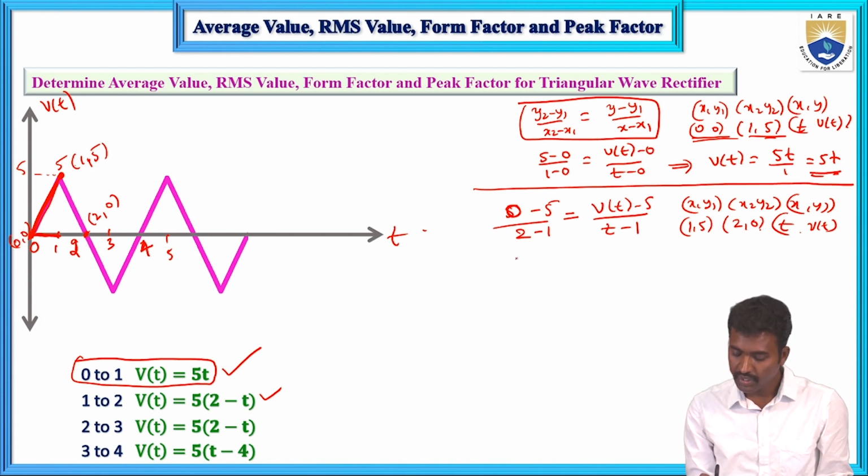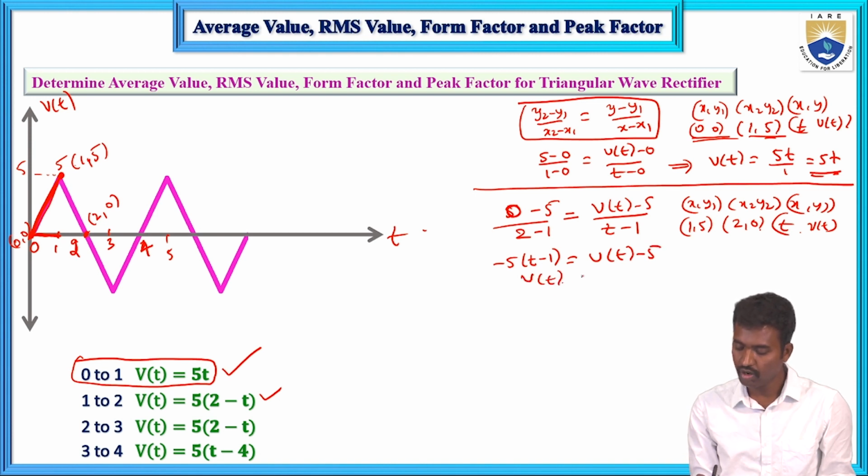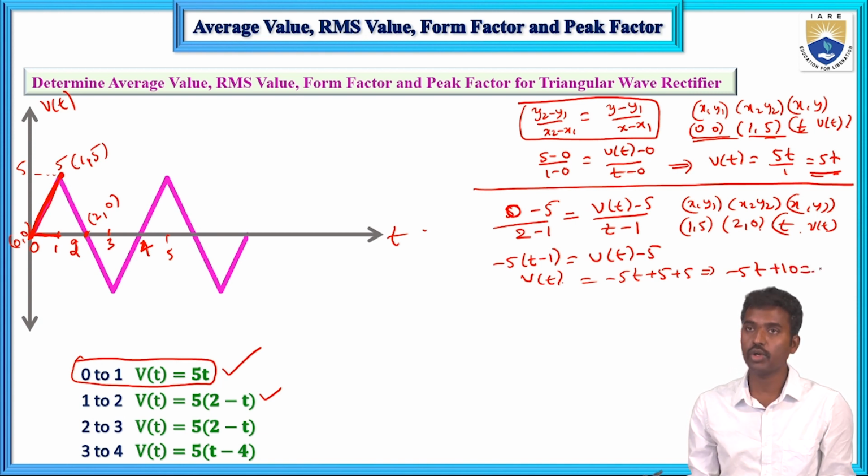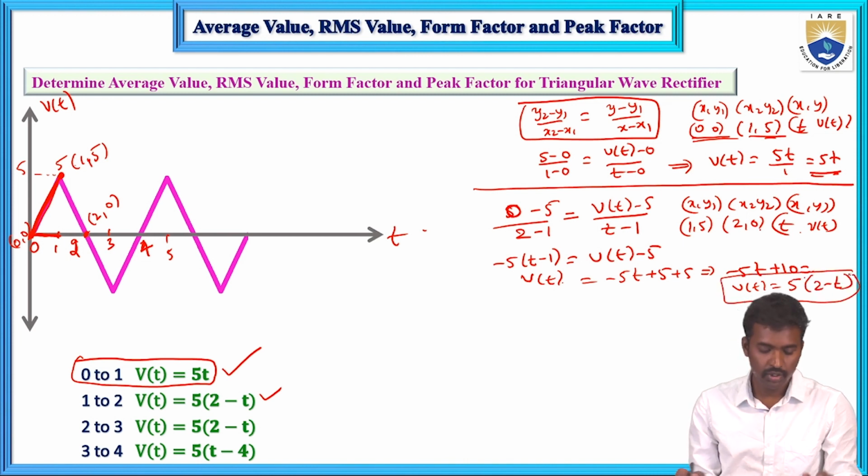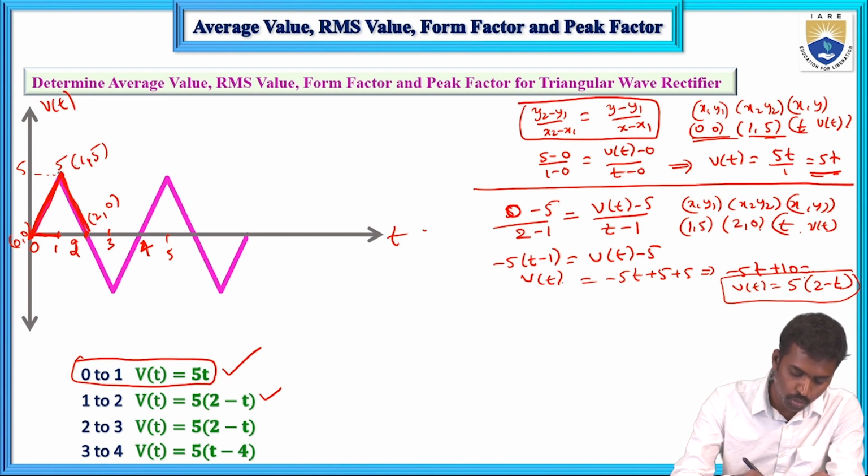Now here, minus 5 into t minus 1. V of t minus 5, V of t equals minus 5t plus 5 plus 5, that equals minus 5t plus 10, that equals 5 into (2 minus t). V of t equals 5 into (2 minus t). This is the equation in between these two points.